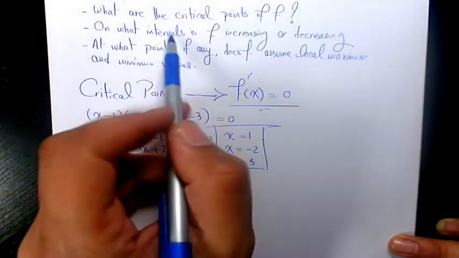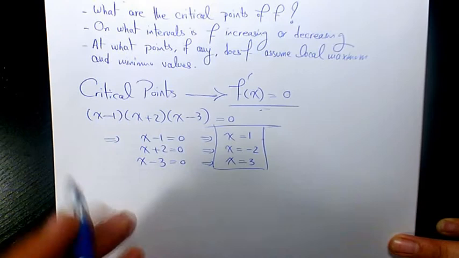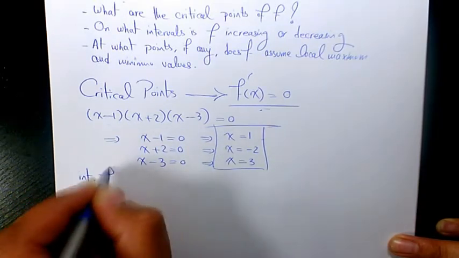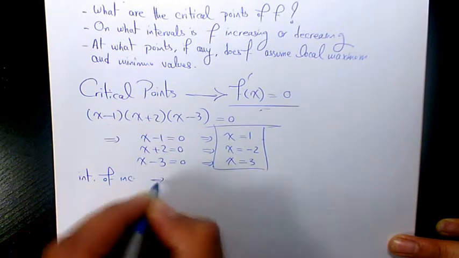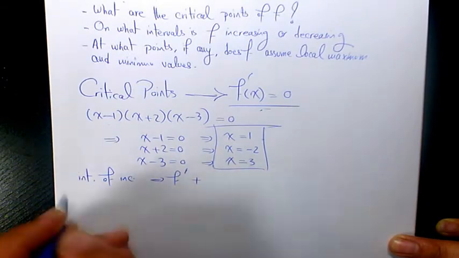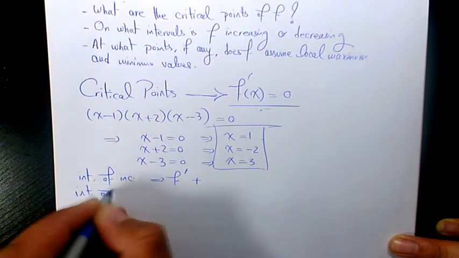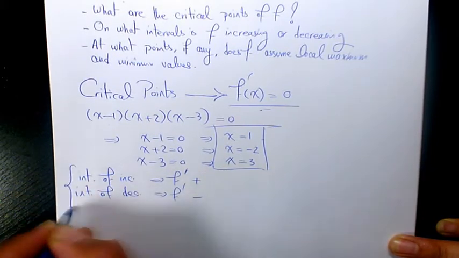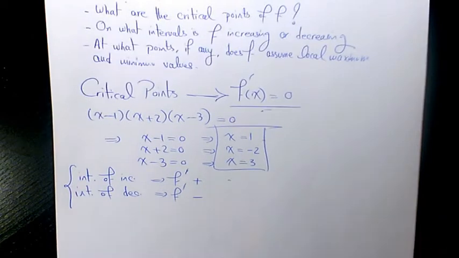Now we need to find the interval of increase or interval of decrease. What does that mean? Interval of increase is when f prime is positive. Interval of decrease is when f prime is negative. So it is increasing when the first derivative is positive, and when the first derivative is negative, we have an interval of decrease.